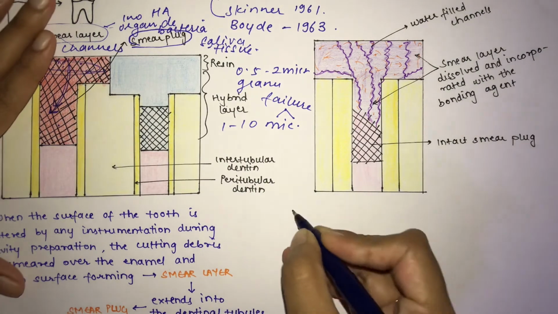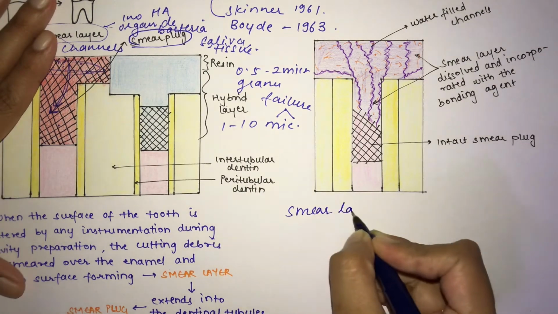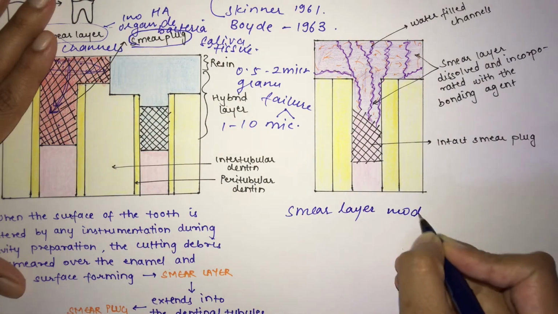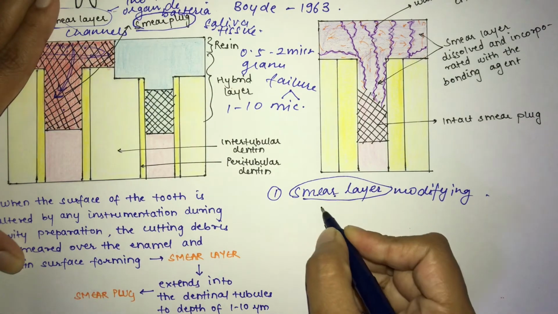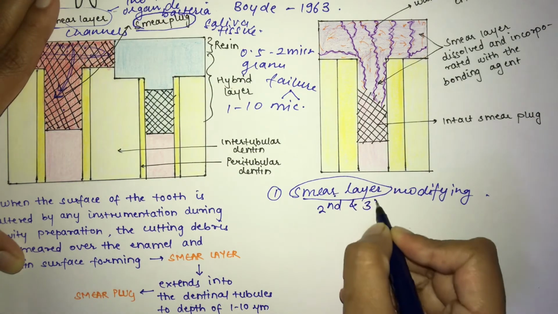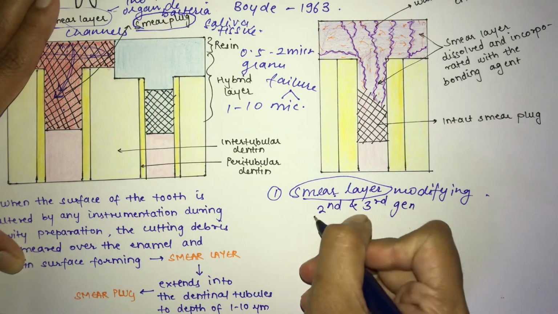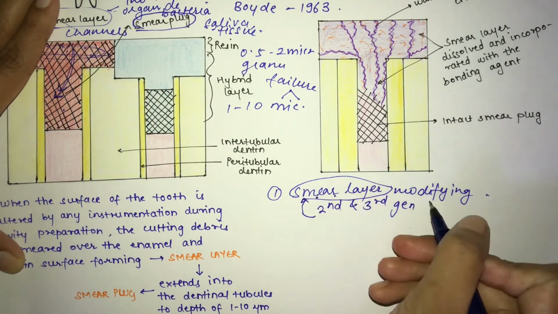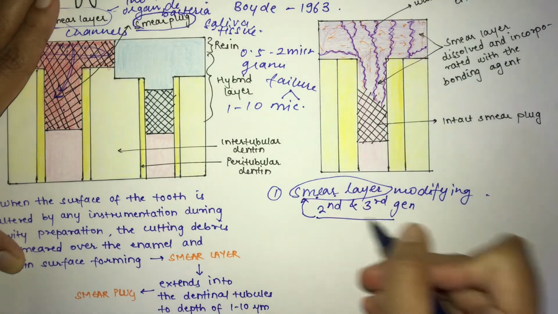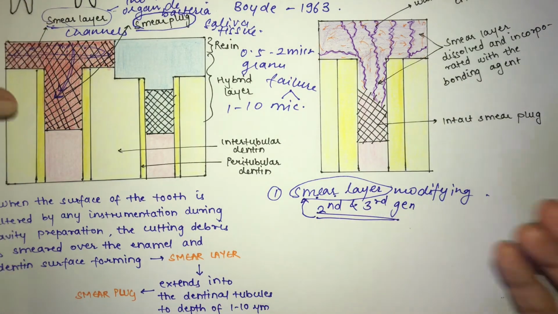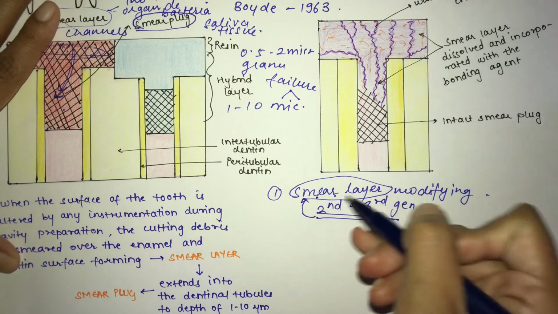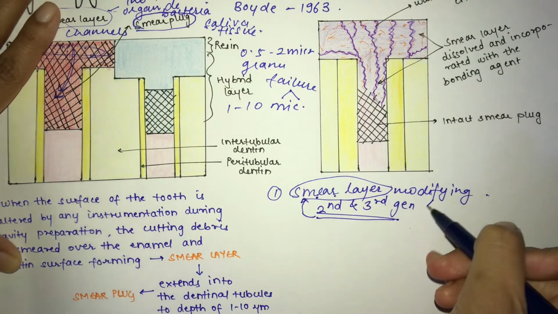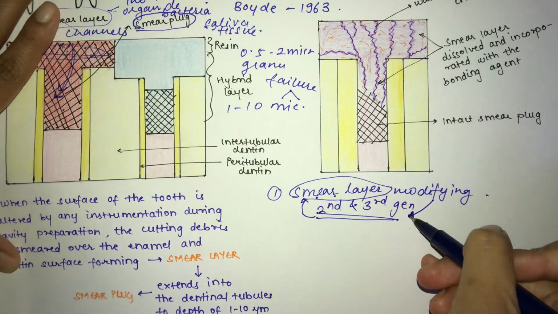The first one is smear layer modifying. In this first approach, you're just modifying the smear layer. You have to remember that the second and the third generation dentin bonding agents lie under this approach. I am going to explain what exactly these second and third generation dentin bonding agents are in the video of dentin bonding agents. For now, you just need to remember that the second and the third generation follow this approach.